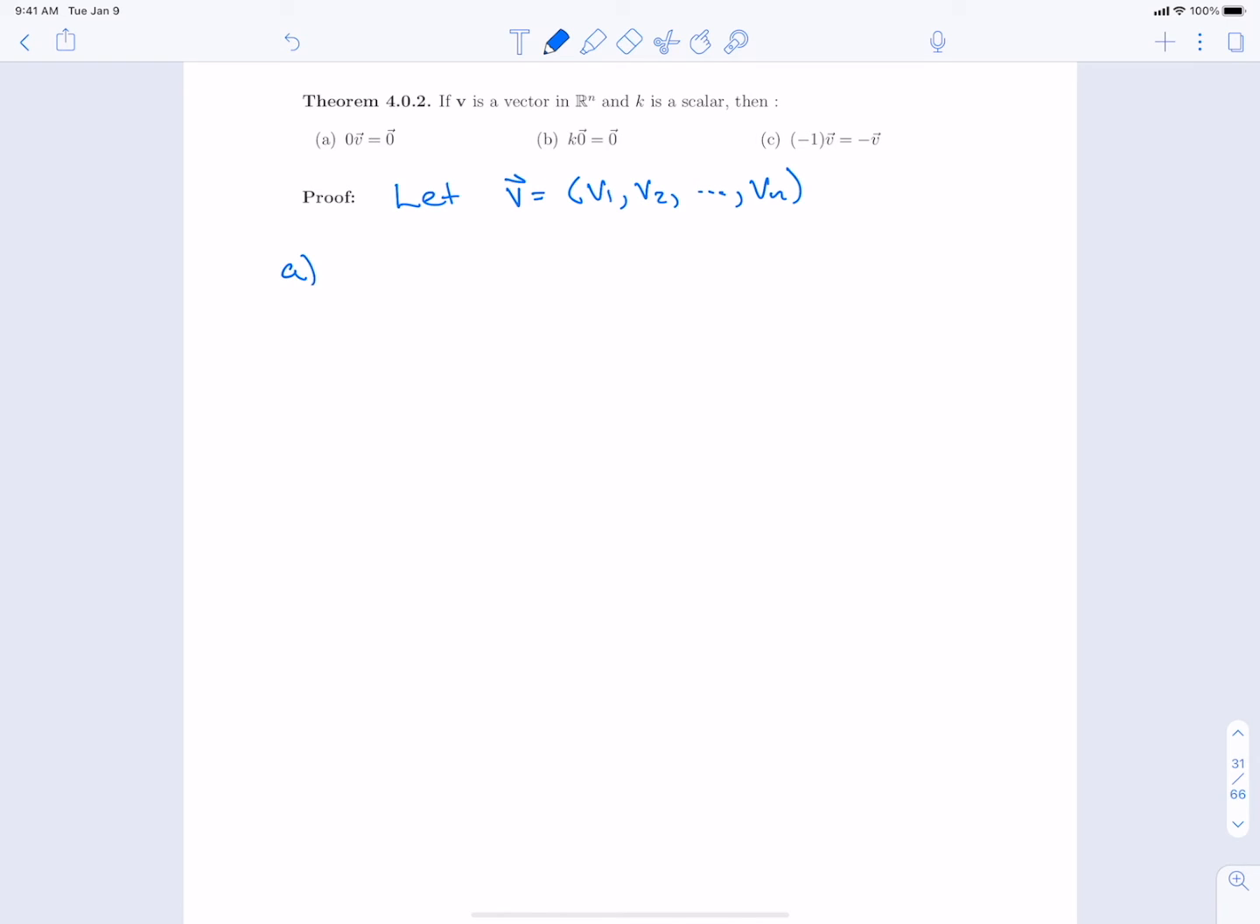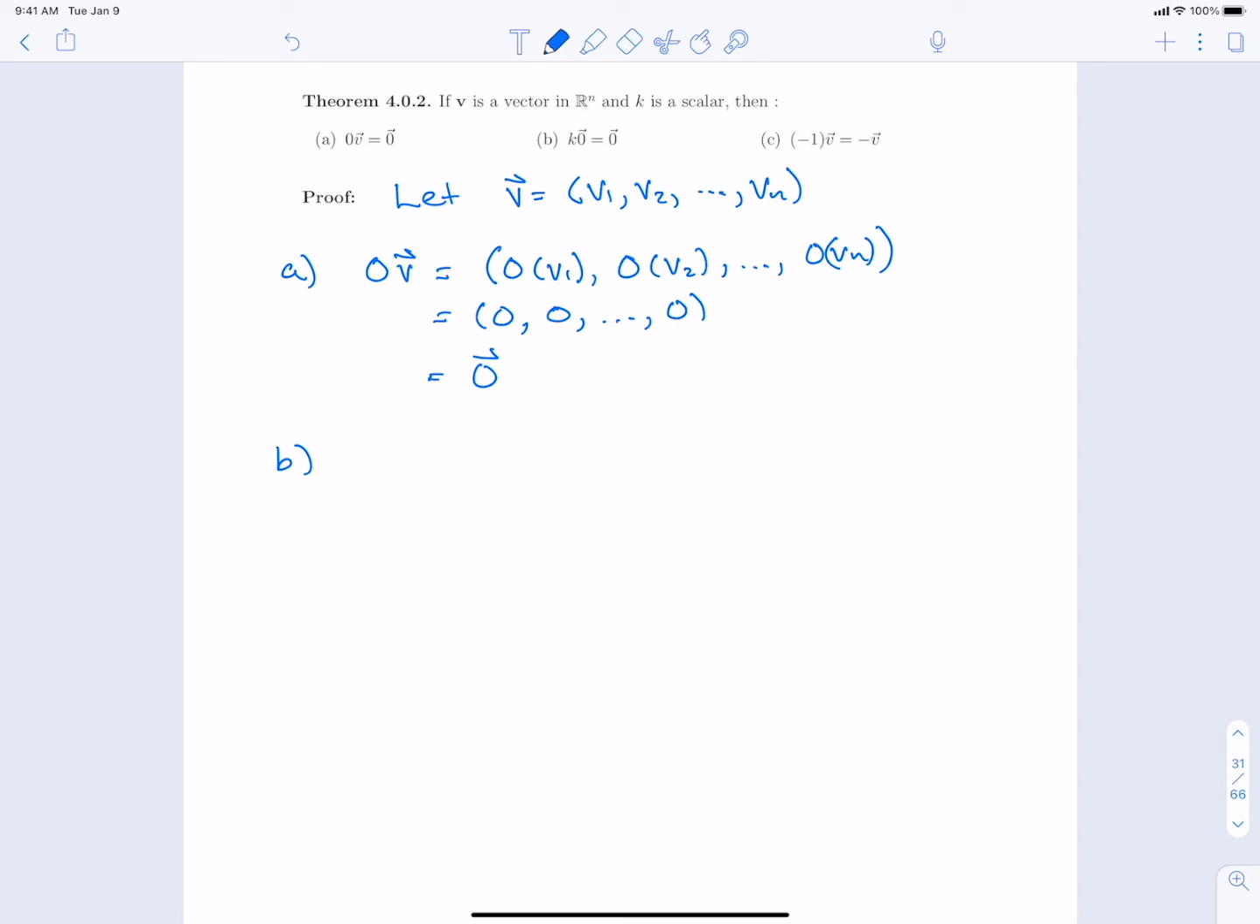So for a, if I'm saying, okay, 0 times v, well, that would be the same as if I took 0 and I multiplied it to each of the components inside my vector v. And from there, I could see, well, anything multiplied by 0 is just going to be 0. And I will be then left with the 0 vector.